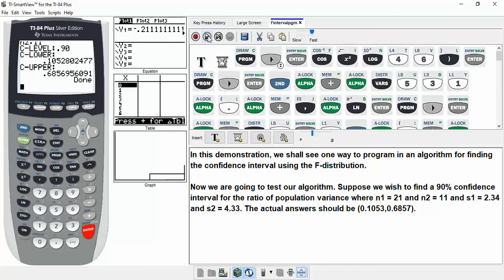And we do. We actually do see this. So C lower is about 0.10528, which would be about 0.1053. And C upper is calculated to be 0.68569, which is pretty close to 0.6857. So we feel pretty confident that this algorithm is working satisfactorily. And this is one way to program in finding the confidence interval for F distribution, finding confidence intervals for the ratio of population variances using the F distribution.